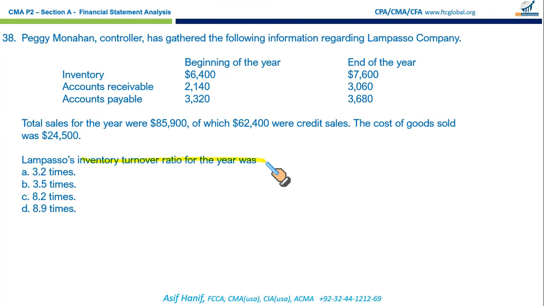Inventory turnover ratio for the year. Immediately the formula that comes to mind is cost of goods sold over average inventory. Do we have CGS? Let's read the question. Peggy Bonhan, controller, has gathered the following information regarding Lampasso company. We have opening and closing stock, opening and closing receivables, opening and closing payables. Total sales for the year are 85,900, of which this is credit, and the cost of goods sold is 24,500. Let's plug in the numbers. CGS is 24,500, given right here.